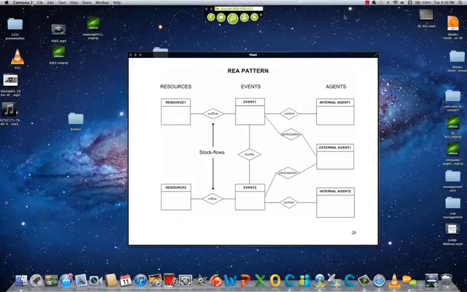So one relationship with the resource will decrease the resource, the other will increase it. The same goes with events, selling and purchasing. They are called events in duality. They are dual, since one results in an increase and the other in a decrease of some resource. So this is the idea.